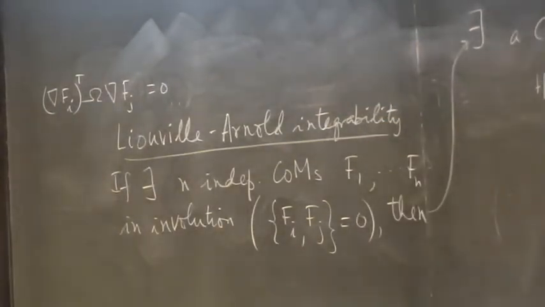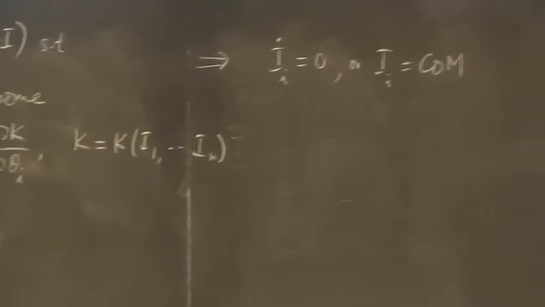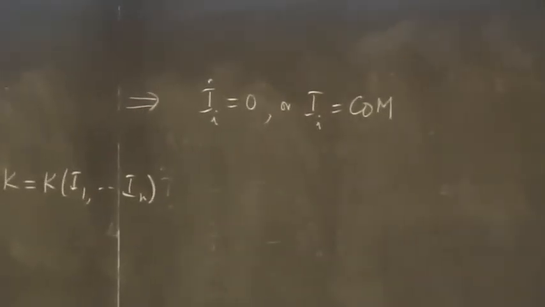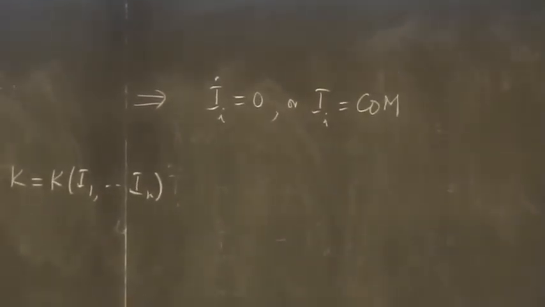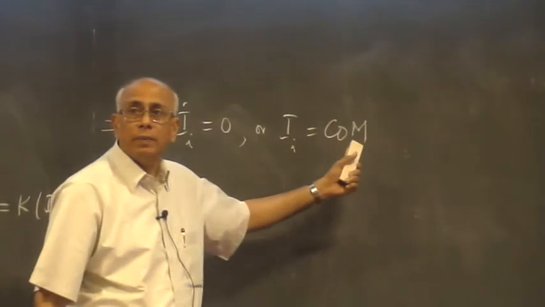This immediately implies, as he points out, I_i dot equal to 0, or I_i equal to a constant of the motion. It immediately implies it's a constant of the motion, whose numerical value is found by the initial conditions. So this, remember, is an invertible transformation by assumption. It's a canonical transformation. So you found n constants of the motion at once.